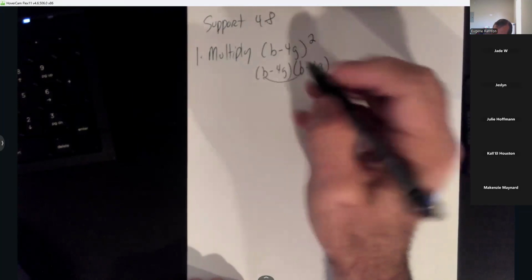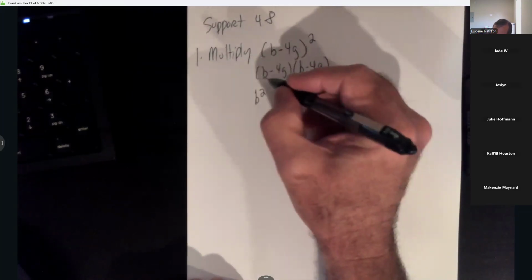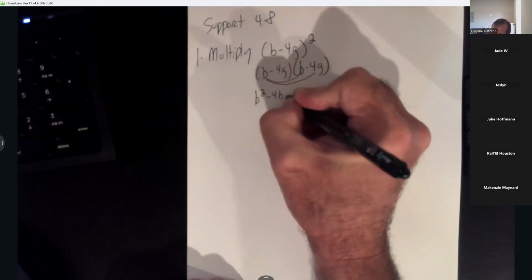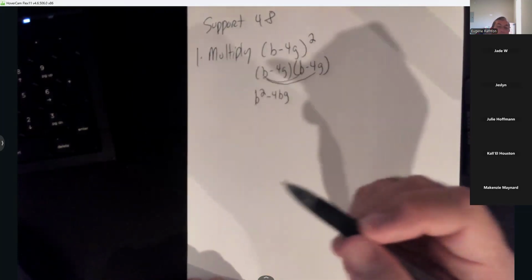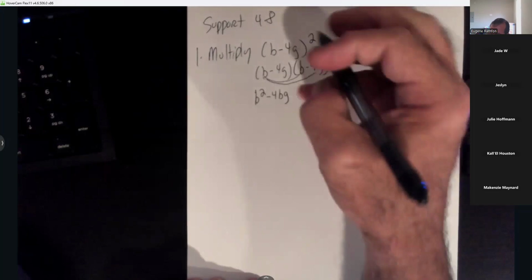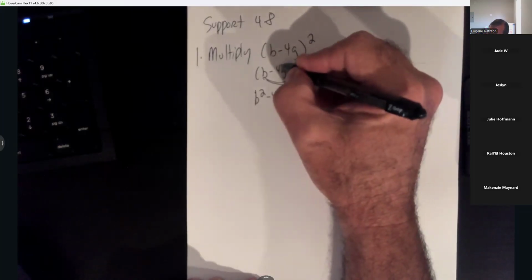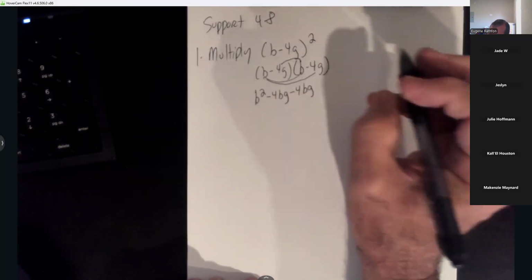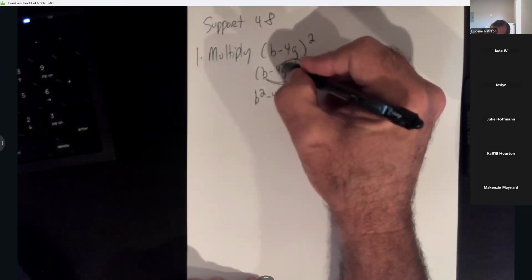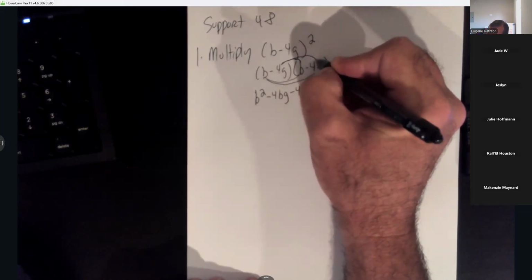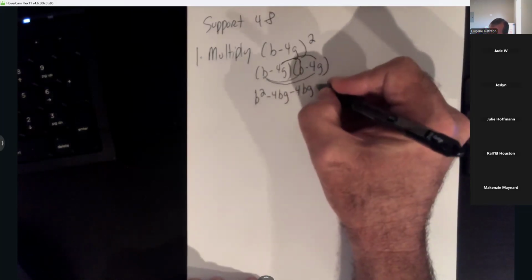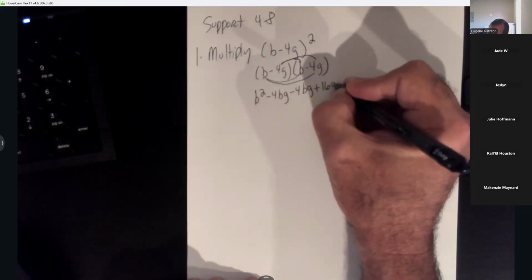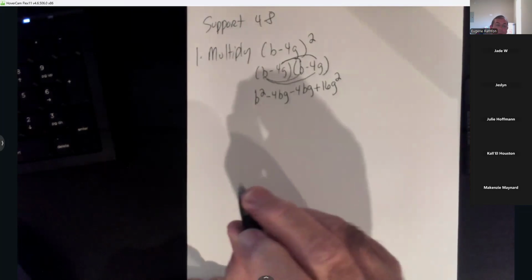So you would do b times b, get a b squared. B times -4g is a -4bg. I'm just keeping mine in alphabetical order. Here, -4g times b is a -4bg. And then finally, -4g times -4g. Negative times negative is a positive 16. G times g is a g squared.